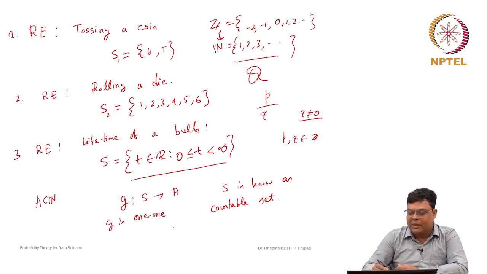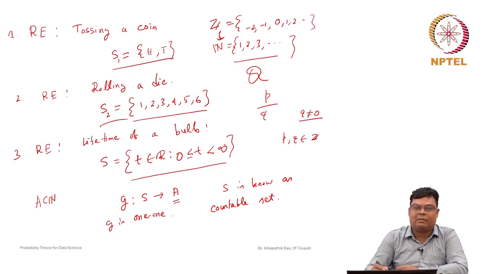If it is a finite set, it is also countable, because A is a subset of the natural numbers. You can take this subset and show that just an identity map is a one-one correspondence from the set to the subset of the natural numbers. So this is also a countable set. But whenever we do not have this kind of one-one correspondence between the set and a subset of the natural numbers, then it is an uncountable set.